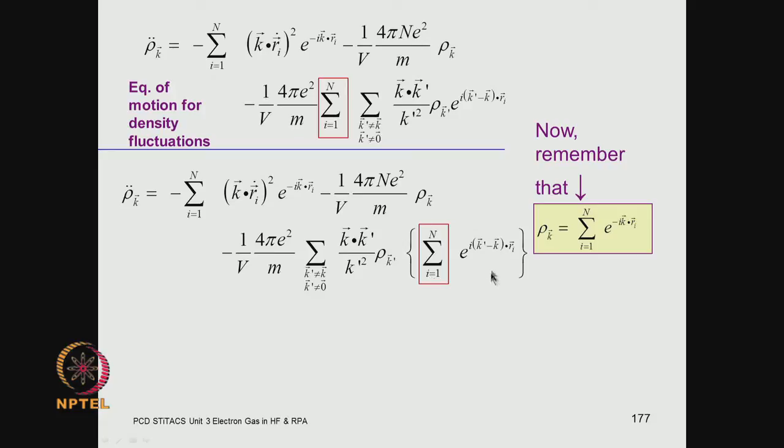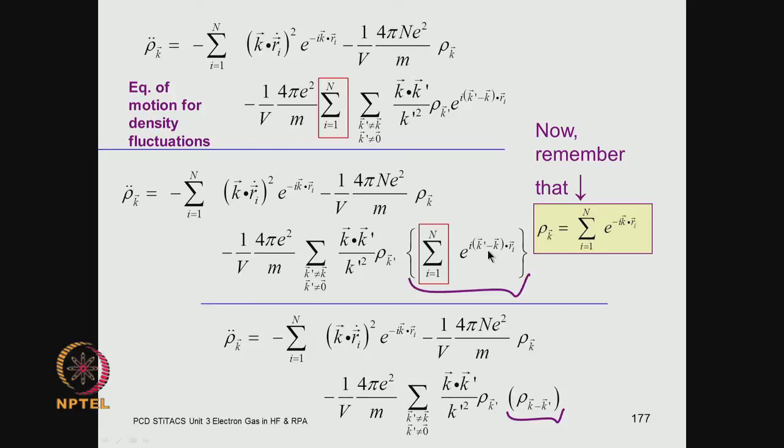What you have in this beautiful bracket is just a term similar to this, except that you have got an argument which is k prime minus k, and that will give you the Fourier component k minus k prime. So, this is the Fourier component rho k, this is the Fourier component rho k, and this will be the rho k minus k prime component, right.